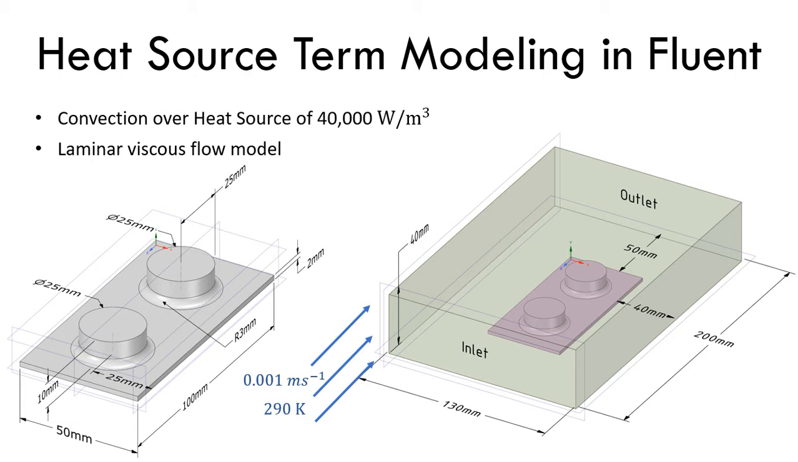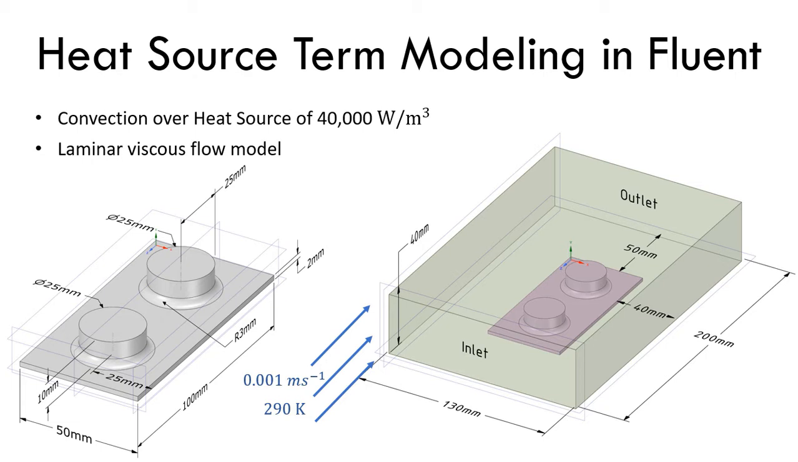The operating conditions of the flow is at standard pressure, which is 101,300 Pascal and 290 Kelvin temperature. The laminar viscous model is used to model the flow in ANSYS Fluent 2019 version R2. These are the dimensions which are mentioned on the screen, as well as the flow with velocity and temperature.